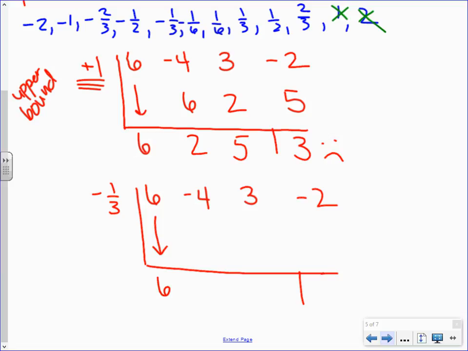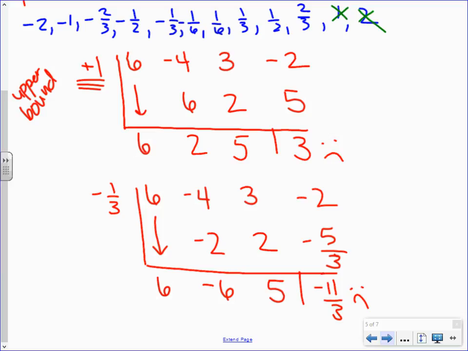So 6 times negative 1/3 is negative 2. Add to get negative 6. Negative 6 times negative 1/3 is a positive 2. Add to get 1. 1 times negative 1/3 is negative 1/3. Obviously, this is not going to be 0, but it is going to be a negative number, right? Yeah, you have to get 5. I add to get 5, and I didn't do that. How about negative 5? Is that better? So our remainder is negative 11/3.